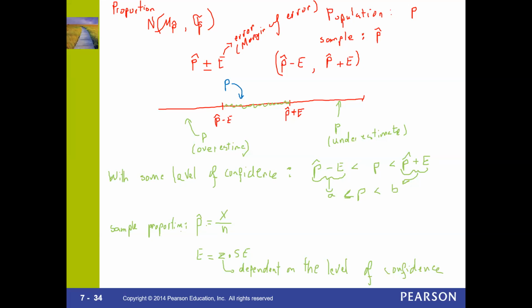The good thing is, if you're using StatCrunch, you don't have to really worry about it too much. But you have to know the level of confidence. So the level of confidence must be given to you. If not, by default, it'll be 95%. Okay, let's talk about that. I'll talk about it again soon.